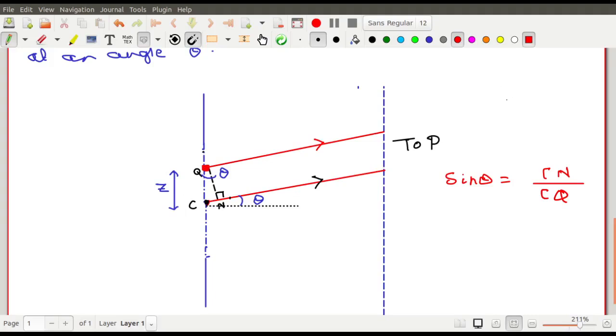Just excuse me, my system is facing some difficulty. I don't know what happened to it. Excuse me for a moment. Cn by cq, hopefully system has recovered. No, it's creating problem. I have to start it again. So please excuse me for a few moments.